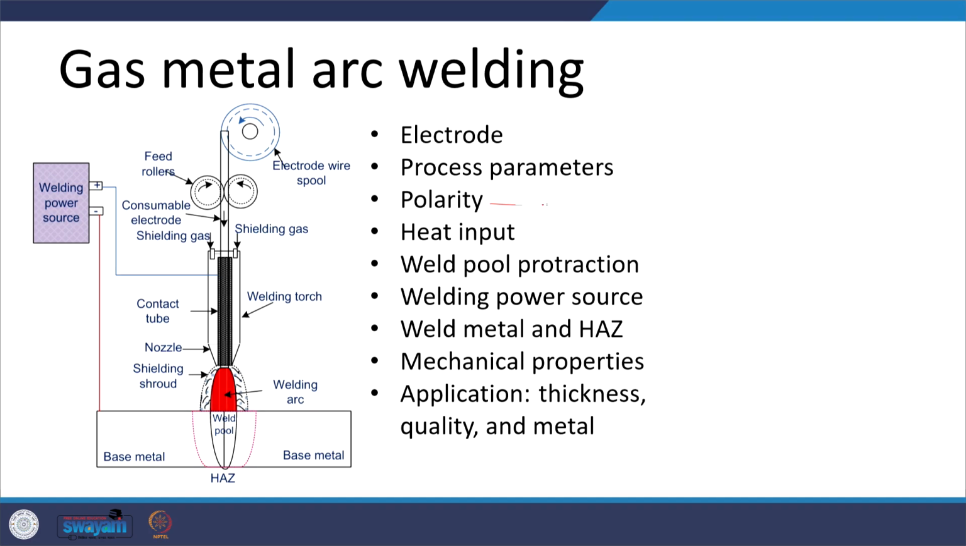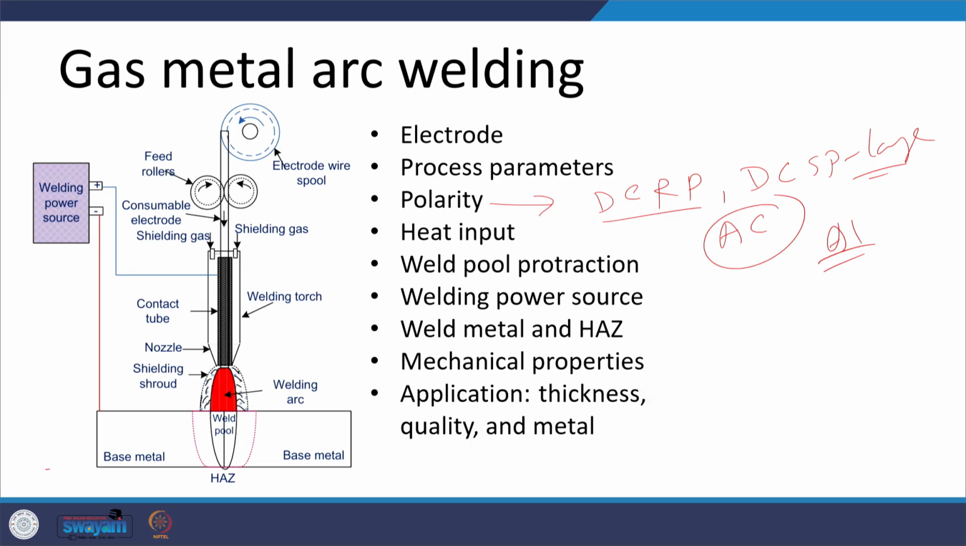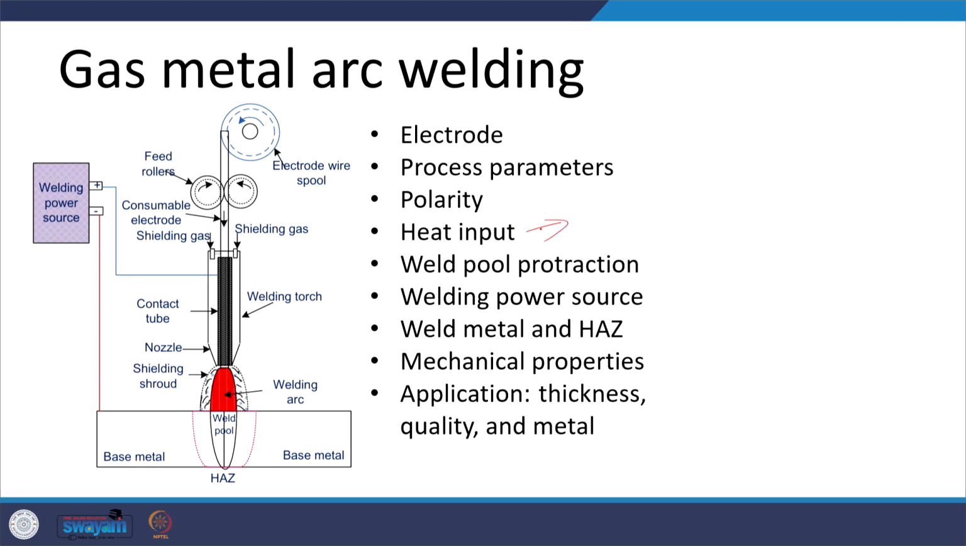Now, the polarity usually for the smaller diameter, to take the advantage of the self regulating arc, DC-RP is used, while DC-SP is used especially with the large diameter electrodes. But if it is the non-ferrous metals, then AC welding is used. In case of the GMAW process, like for aluminum welding, AC is used. Now, the heat input, as I have said, can be adjusted using the welding current and the welding speed as per the thickness of section to be welded.